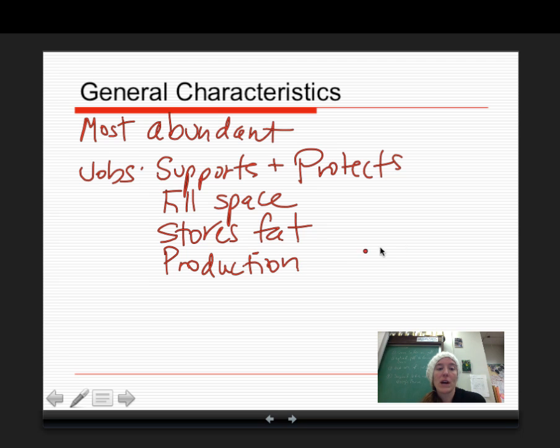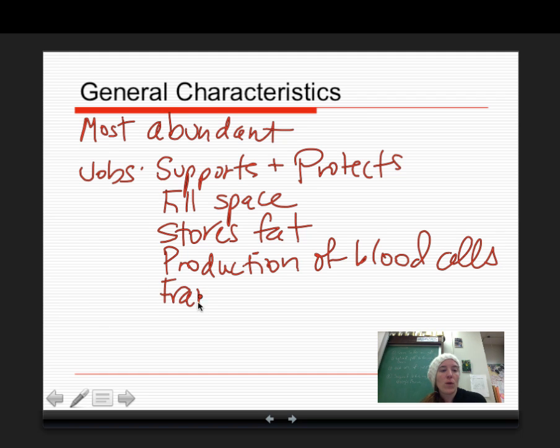Red blood cells do a lot in our body. We'll talk more about that when we talk about bone. And lastly, it provides a framework for structure in our body besides our bones.